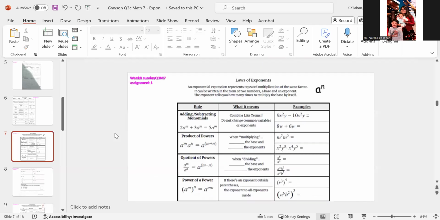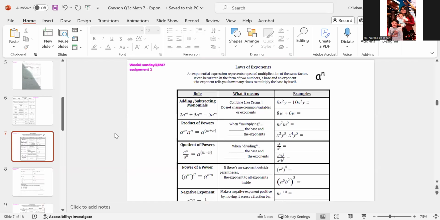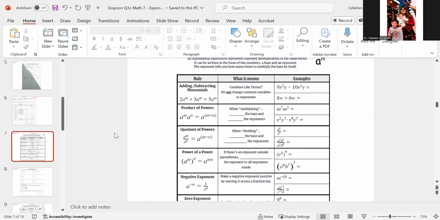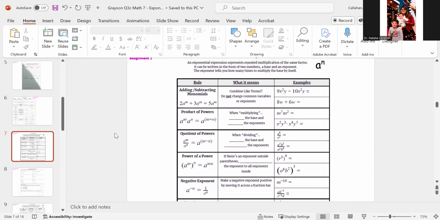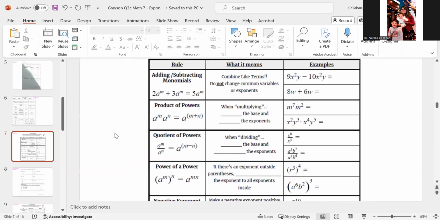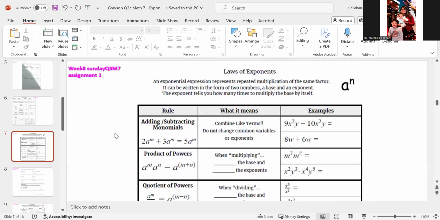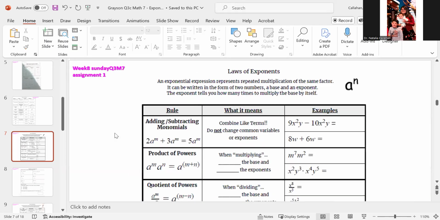Okay, so this is Sunday, week 8. We're going to go ahead and go over some of the rules and laws of exponents. So I want you to take a look at number 1, adding and subtracting monomials.